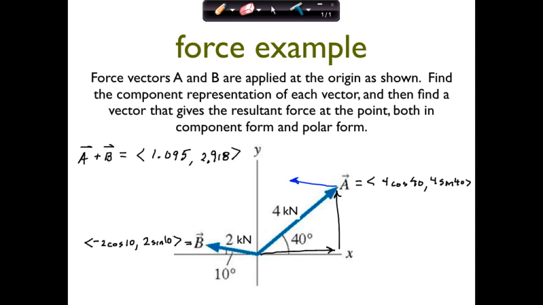So there's B. And then A plus B is going to be how the crow flies, right? Starting from the very beginning, ending at the very end. So what's the one vector that does both of those in succession? It's this.